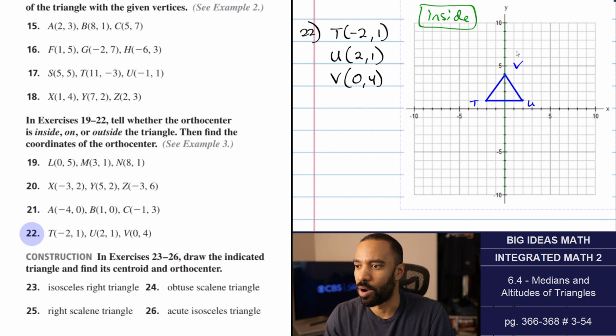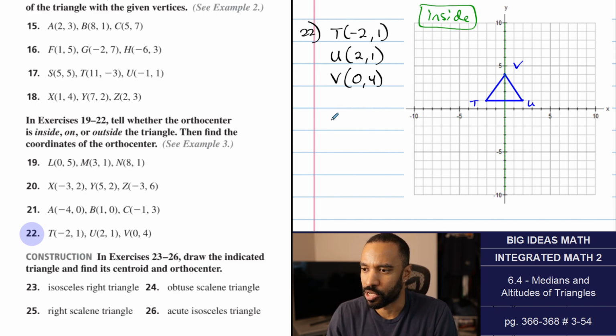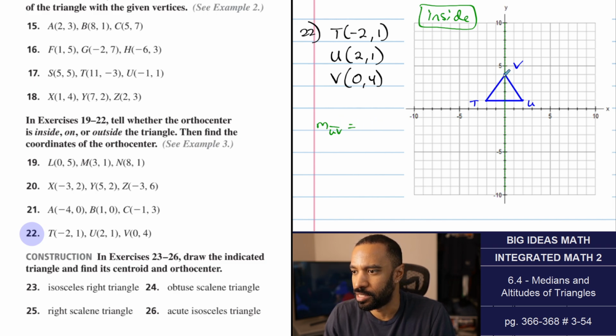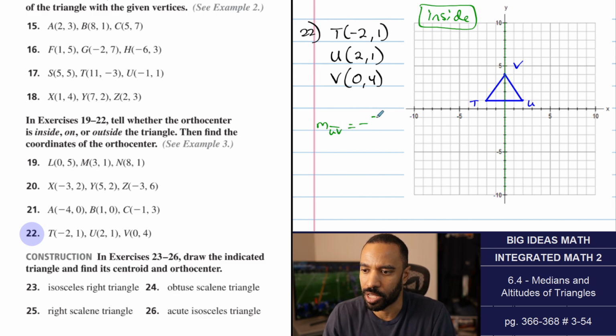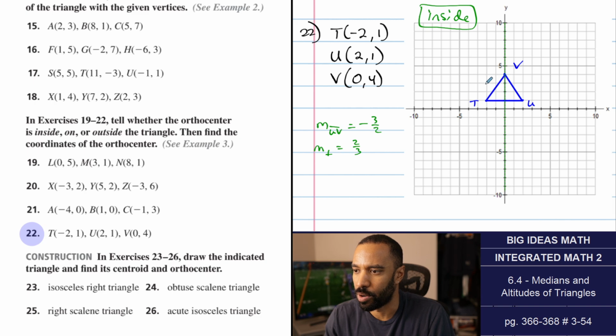Let's find the slope of one of these. It doesn't seem like it's going to help too much to know the other information. But the slope of, let's say, segment UV is going to be down 1, 2, 3 over 2, just like before, negative 3/2. So the opposite reciprocal of that slope is going to be 2/3. So from T, I can go up 1, 2 over 1, 2, 3.